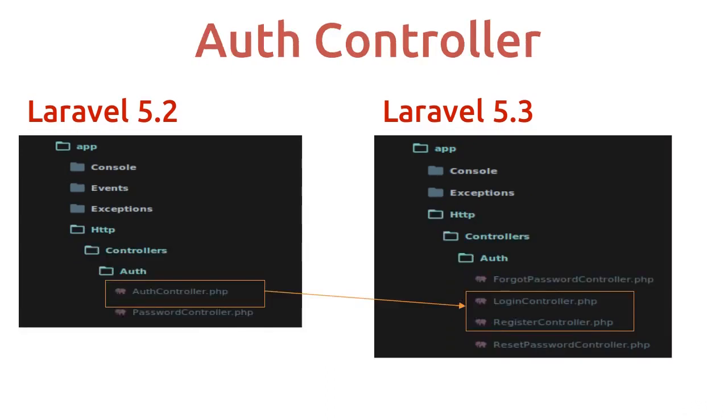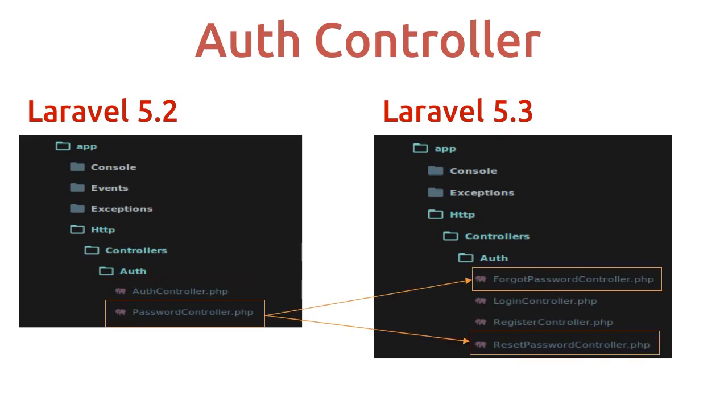The third change is authentication controllers. In Laravel 5.2, there are only 2 files below the auth directory. The first is the auth controller, which is used for login, logout, and registration, while the password controller handles it if you forget the password and reset the password. But in Laravel 5.3, both are broken down again, so you'll find 4 files here. Login controller is used for login or logout purposes, register controller is used for registration, forgot password controller will be used if you forgot your password, and reset password controller is used for resetting the password.